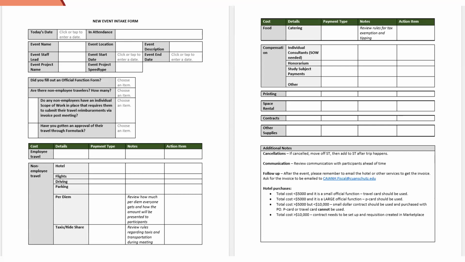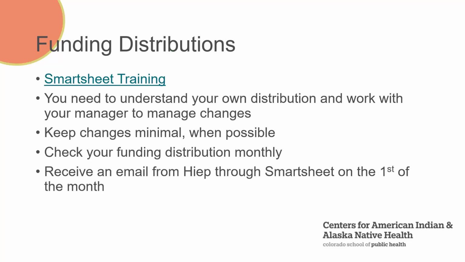So our last procedure is funding distributions. I also have a separate training for how to fill out your funding distributions, so I will not go into too much depth here. But everybody has their own Smartsheet that shows how your time and pay is divided between projects. Some people are only on one project, so they're going to be 100% on that one project. Some people are on multiple projects, so they're going to be divided up.